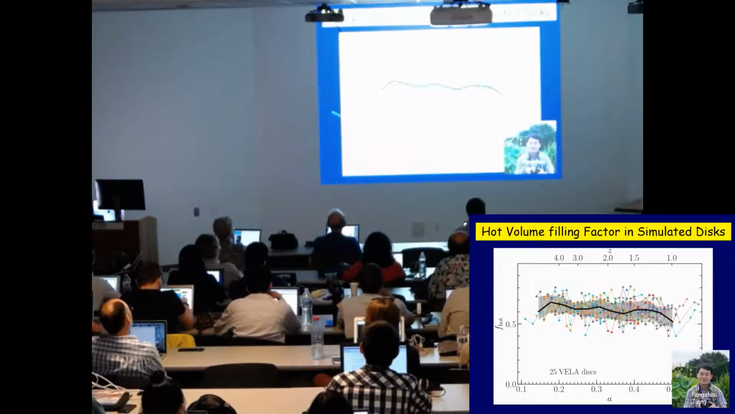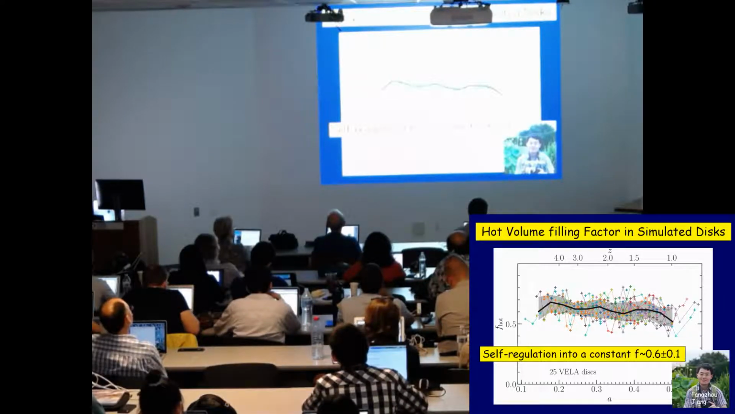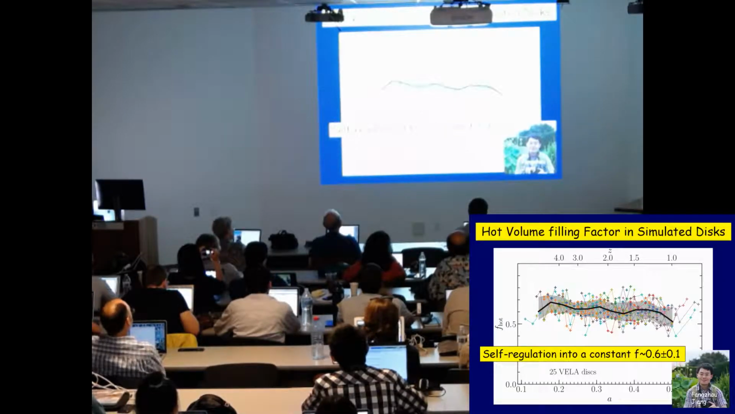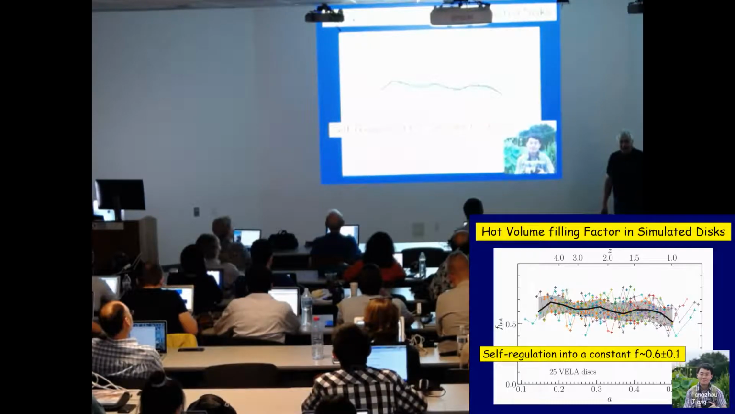And as you can see, each galaxy, which is a different color here, just oscillates up and down around a value of 0.6 with not a very big scatter. And all the galaxies at all times self-regulate into a constant value. That's exactly what we hypothesized. So this was very exciting to see in the simulation. It was a toy model first and then a test in the simulation.